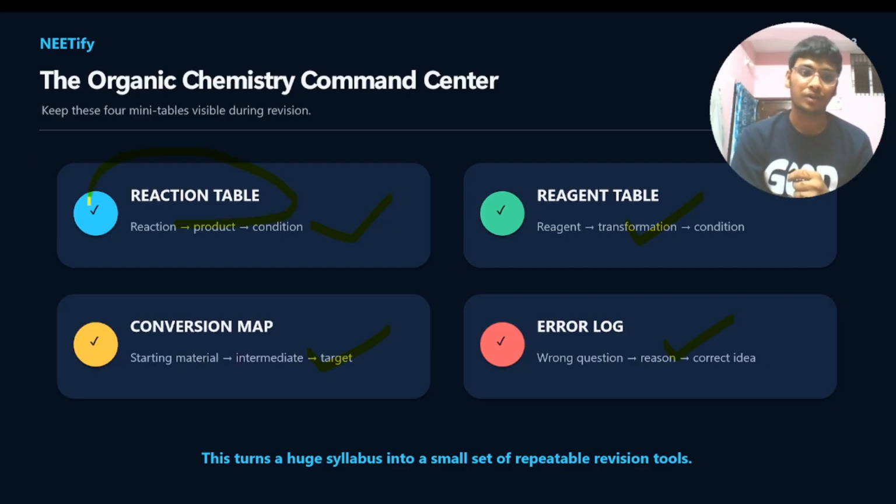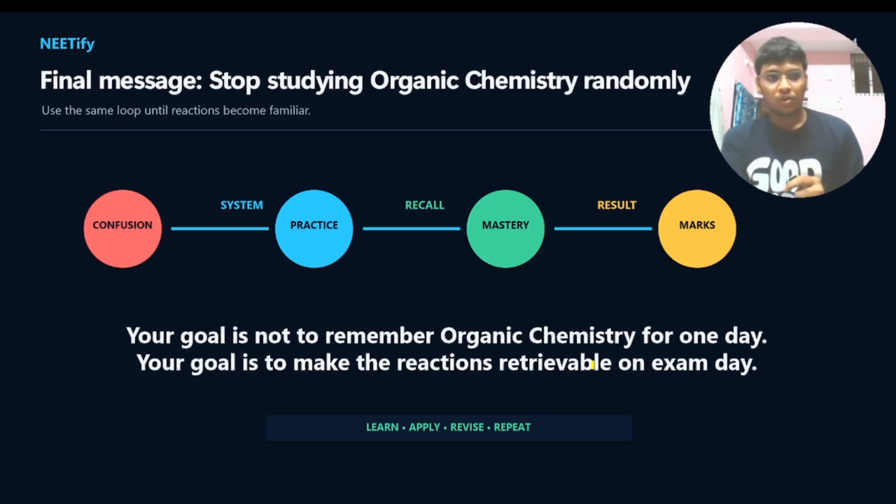For the reaction table, first complete the lectures, first complete a chapter, and then make the reactions, and then make the reaction table, that is the reaction chart, and the reagent table. Reagent table means, as I told you, take a copy and write oxidizing reagents, reducing reagents, substituting reagents, eliminating reagents. And then conversions, which are given in your NCERT, you should write in one place, and also the error log, for the errors you made in previous questions.